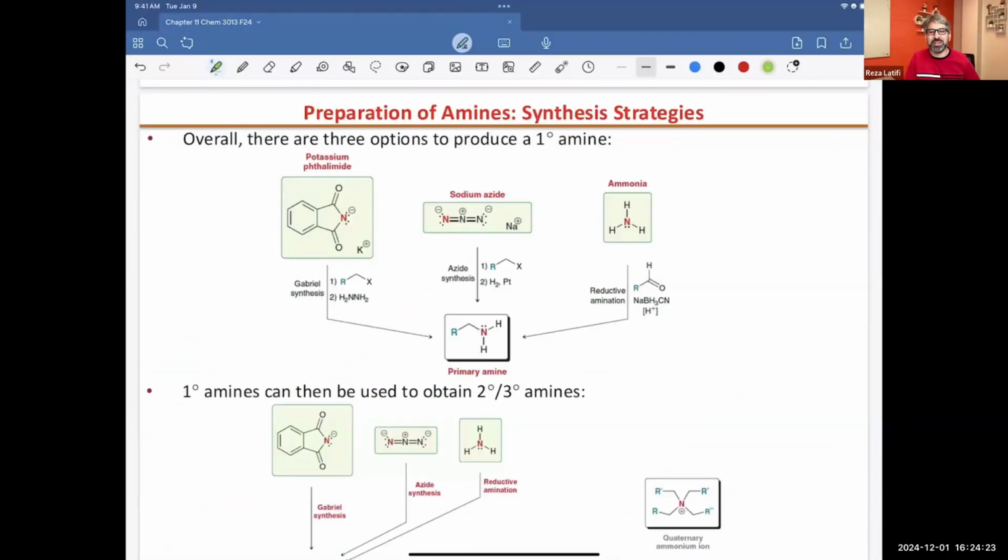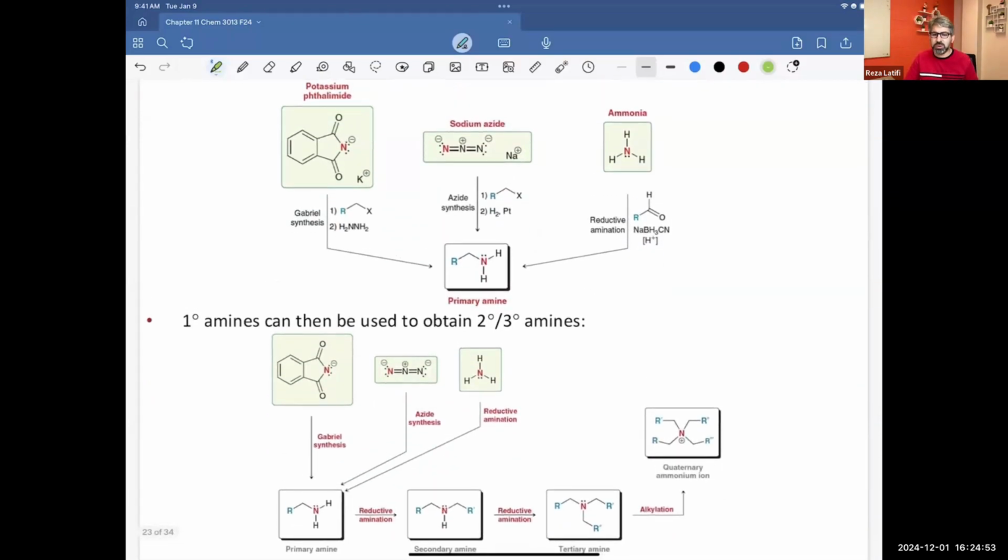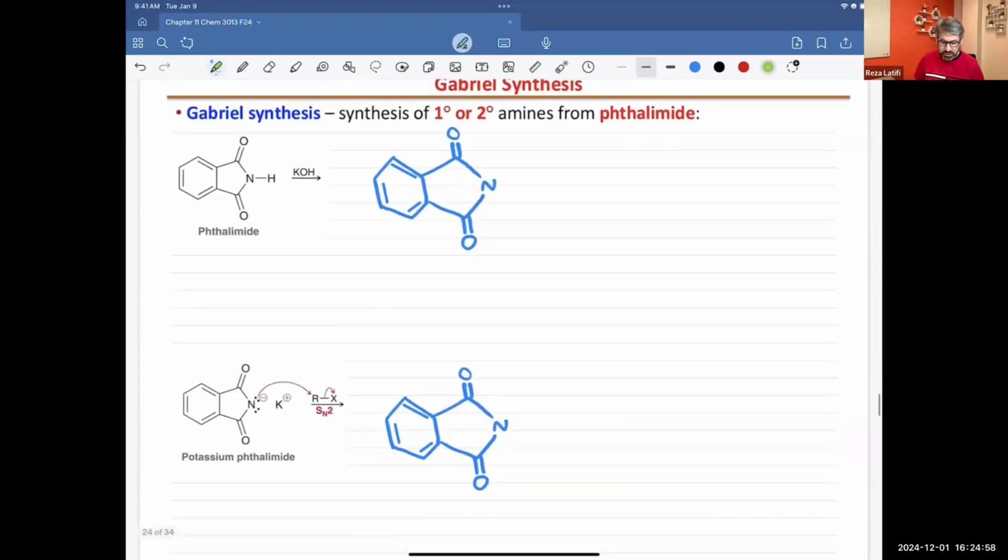In the last lecture, I was talking about how to produce primary amines, and the method that we went after was the sodium azide method. I said we have three methods that we can practice: the sodium azide method, the Gabriel method, or reductive amination. Using any one of them, you can get a primary amine, and the primary amine can be used again in any of these methods to produce secondary or tertiary amines. Okay, so let's go after the Gabriel method.